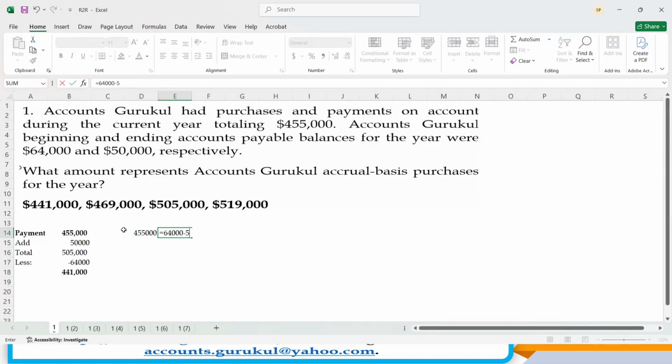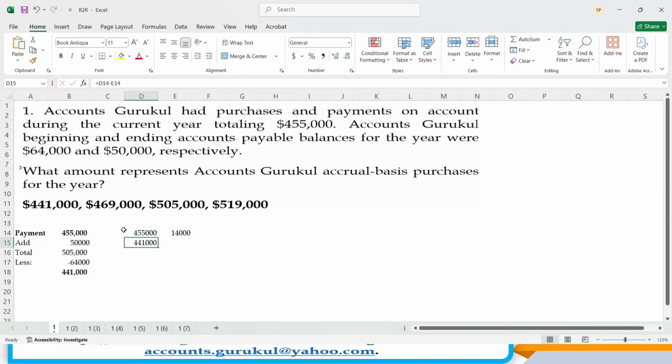How much is the closing balance? 50,000. Then how much is the net you have? 14,000. Then 4,55,000 less this 14,000. That's a 4,41,000 is going to be the number. So it means if you do in two-way, your answer is 4,41,000.